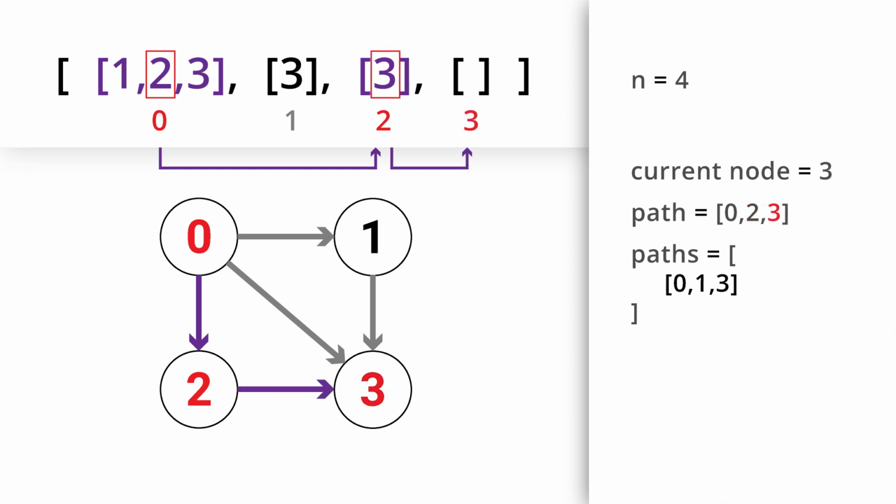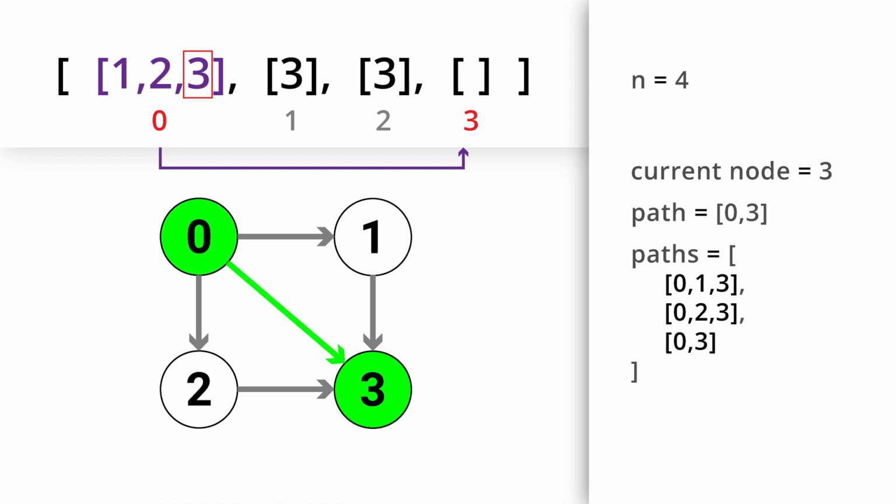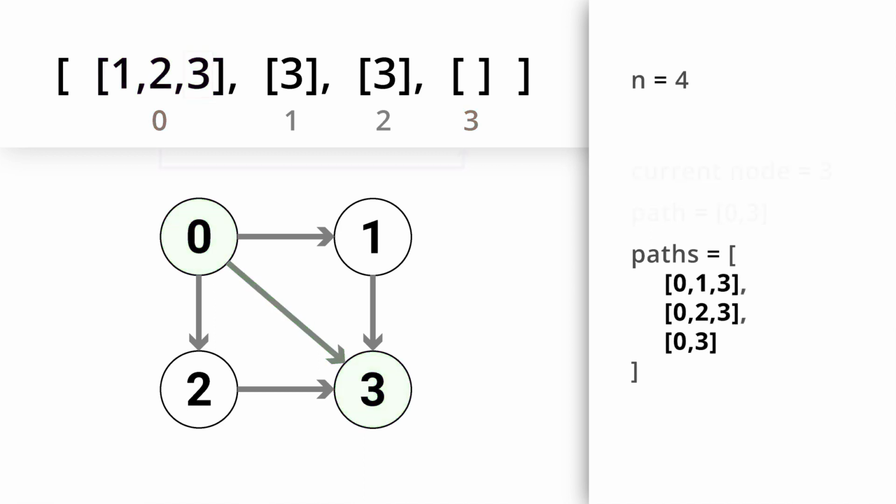From node 2 we are directed to the node 3. Since node 3 is the last node, the current path is completed and we will store it in the result. Now let's take the next directed node 3. Since node 3 is the last node, the current path is completed and we will store it in the result. So this is the final result we have.